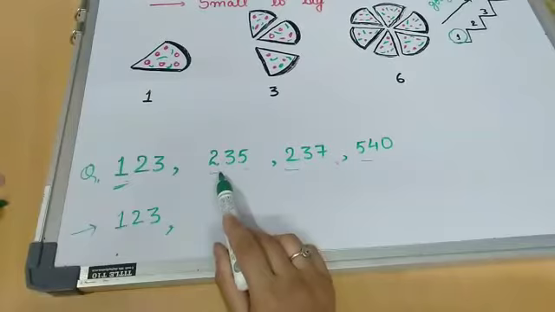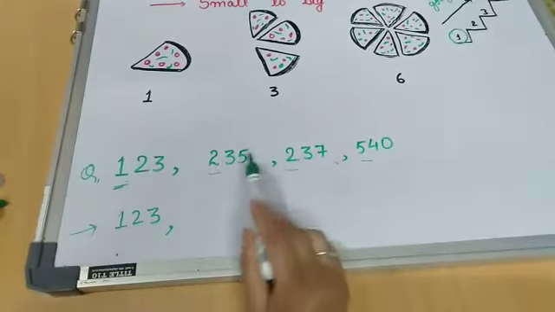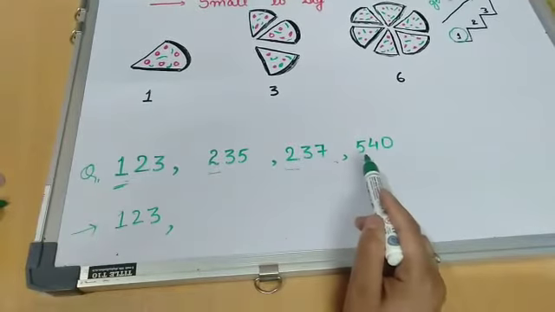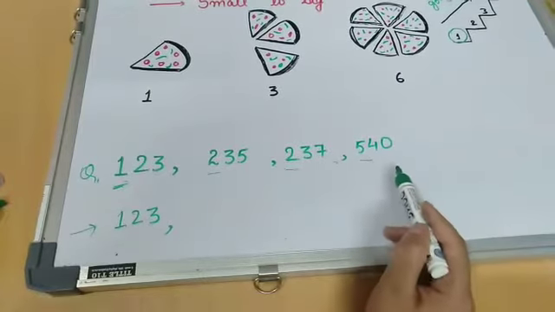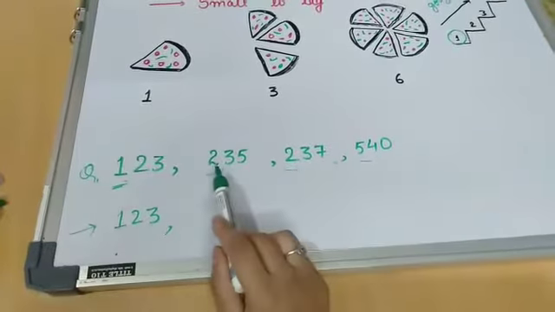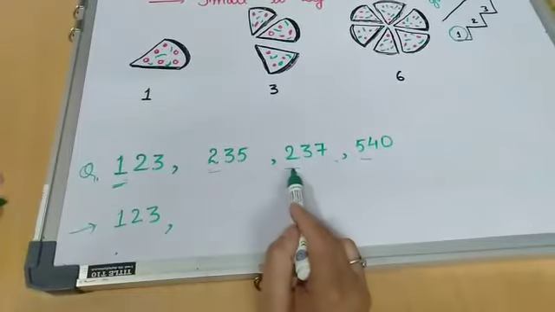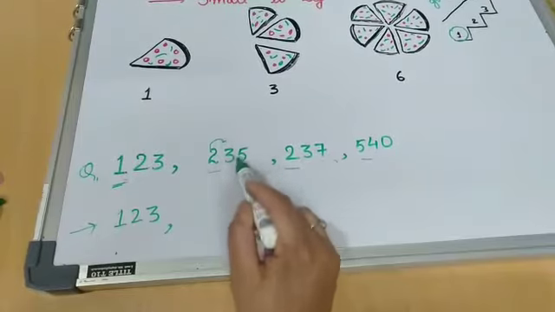And now look over here. Here also 2 is given, here also 2 is given. And here 5 is given. As we all know, this is greatest among all the numbers, so 540 will come at last. Now the confusion is between these numbers. 2 यहाँ पे भी है, 2 यहाँ पे भी है, तो हम क्या करेंगे? नेक्स्ट प्लेस की तरफ जाएंगे.